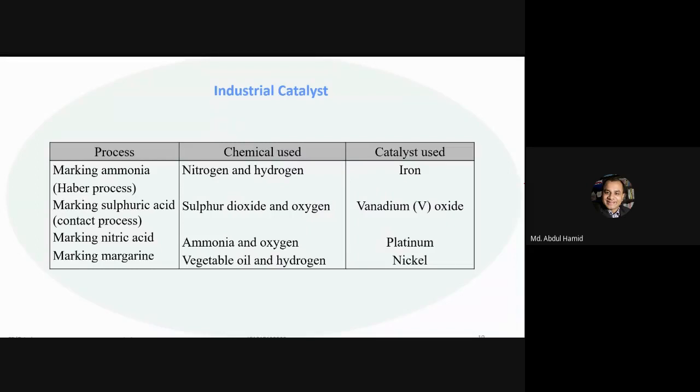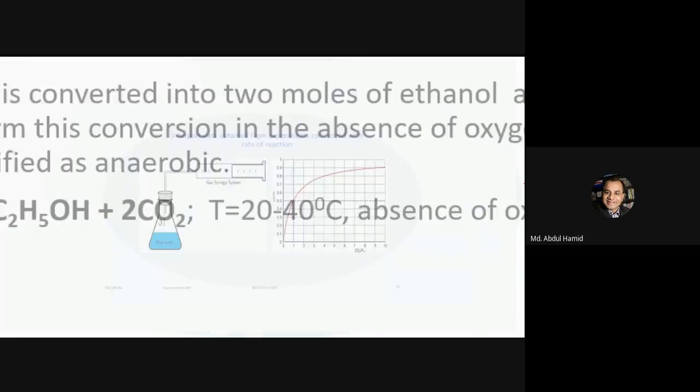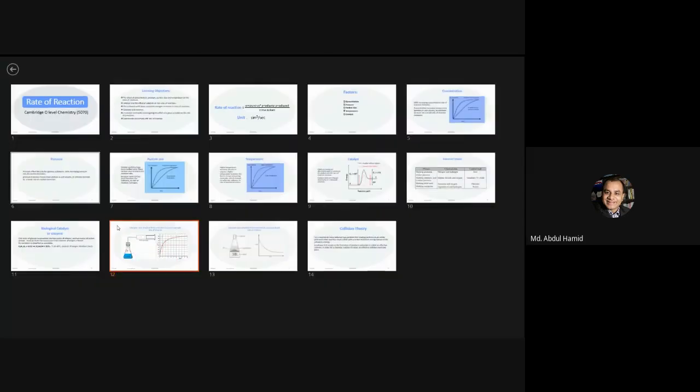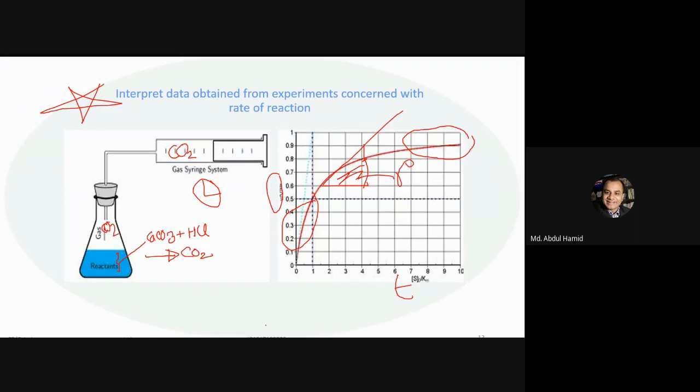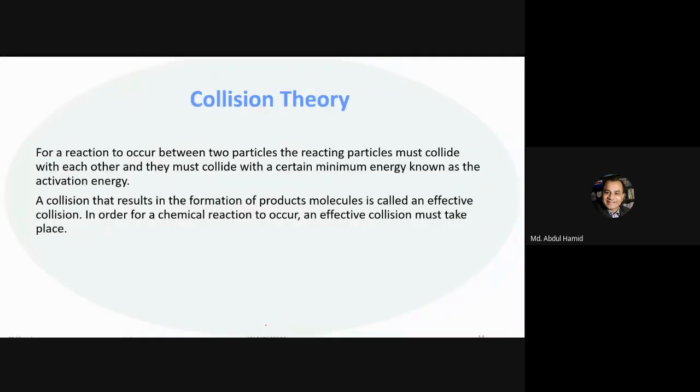And I have given examples here of different industrial catalysts for different processes used in your course. The next is biological catalysts and investigation of the rate of reaction, which I have discussed. It is very, very important for you. You have to remember it. So in a nutshell, this is your slides. So easily you can do it. Then investigation of rate using decreasing mass, and the last one, collision theory.